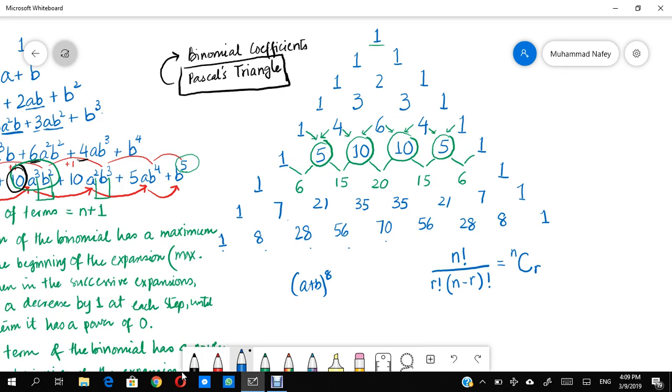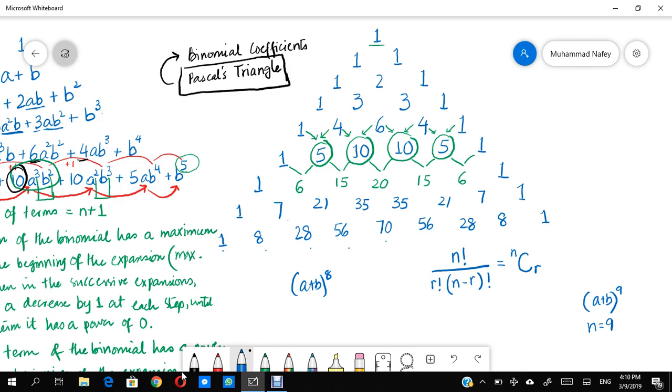What is n, what is r, and what exactly is an exclamation mark doing in math? So n basically refers to the power that is applied to the entire binomial. So if I have (a + b) to the power of, let's say, 9, then n is equal to 9. And r refers to the term number.